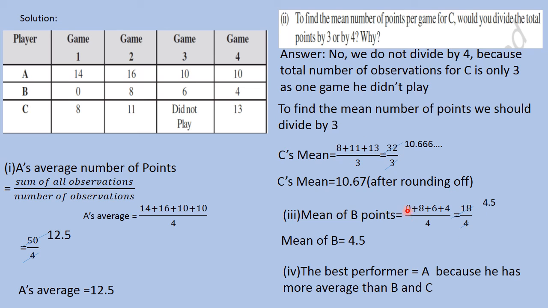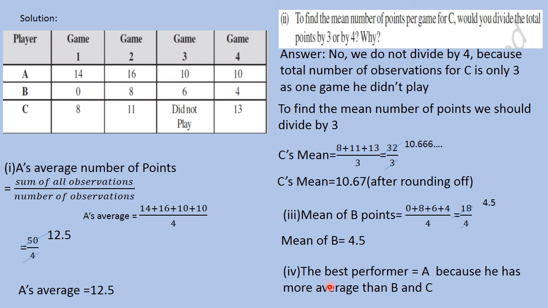So how many games he played? 1, 2, 3, 4. So upon 4. So it is 18 upon 4. So 4 4s are 16. So 2 is left. Put a decimal, then it will become 20. 4 5s are 20. So the average of B is equal to 4.5.